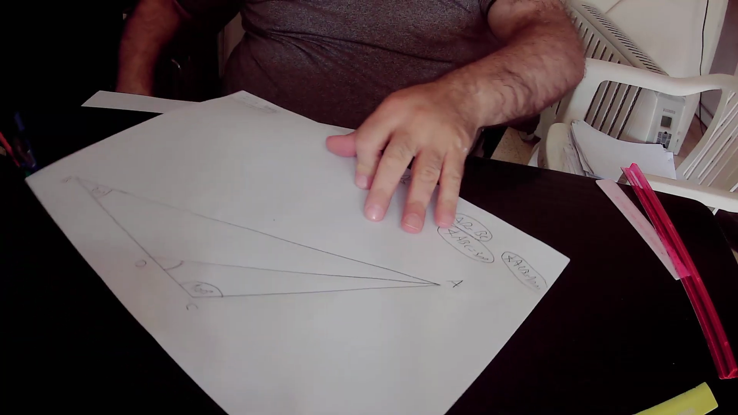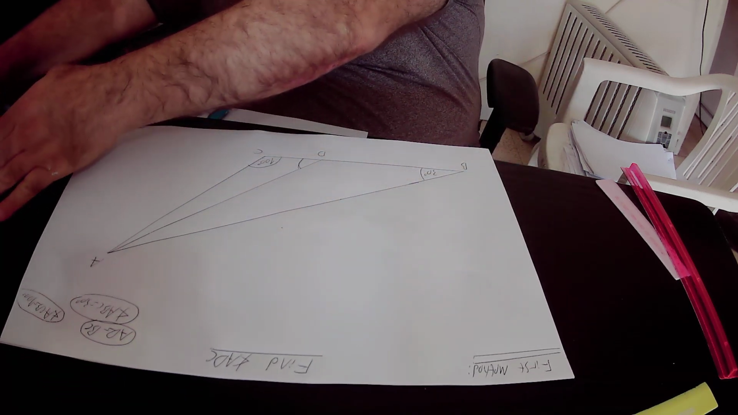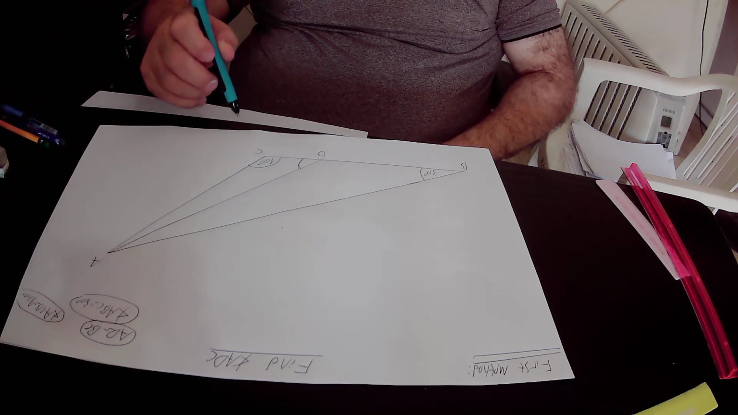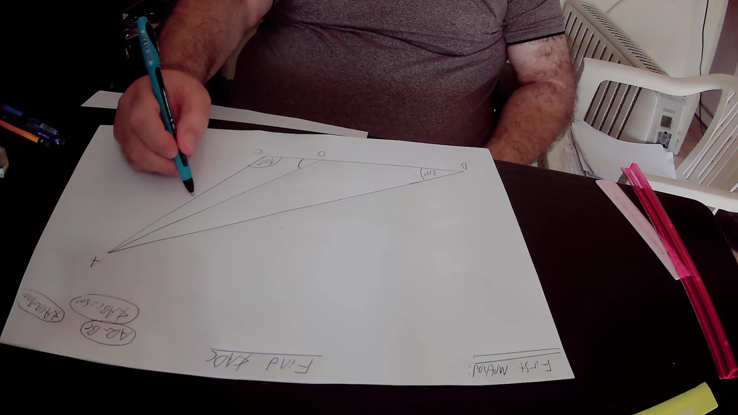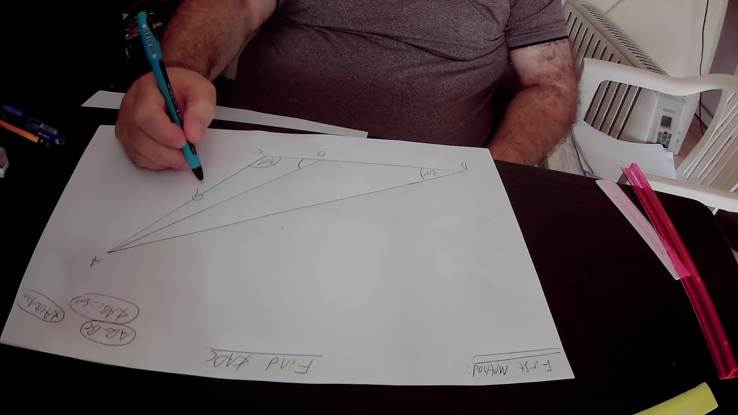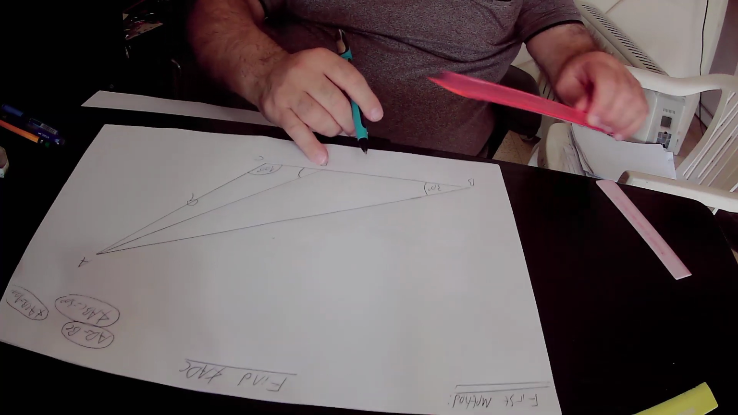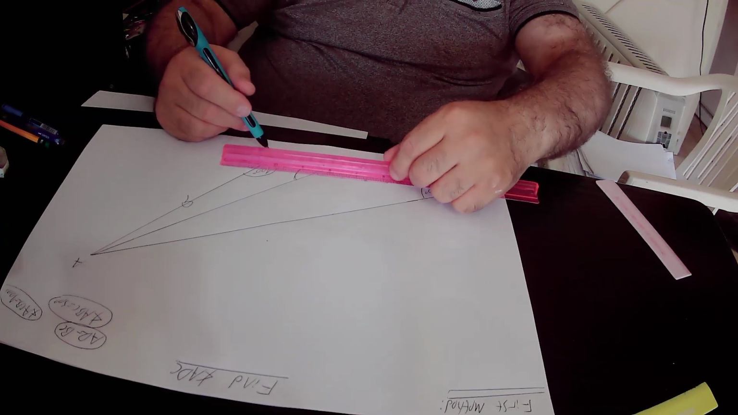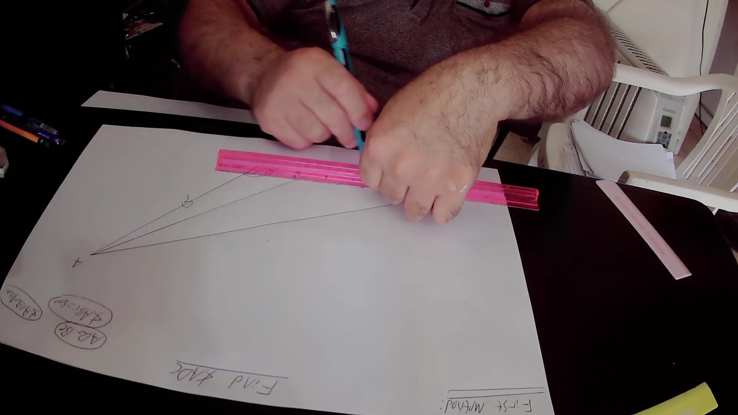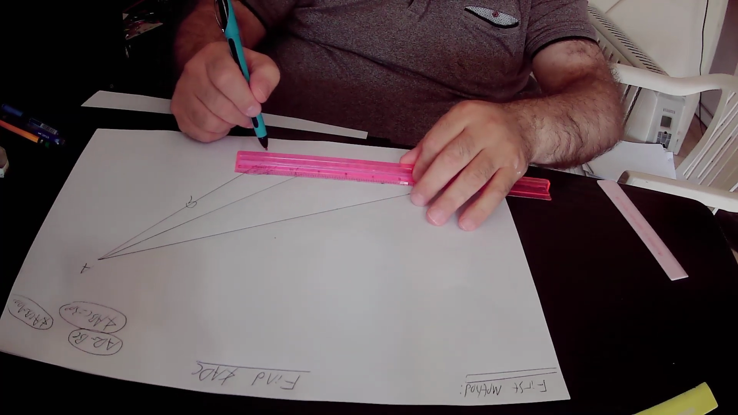So we'll start with the first method, and we will define side AC of triangle ABC as A. That is to say, the length of side AC equals A units, and we'll define side BC as B. That is to say, the length of side BC equals B units.